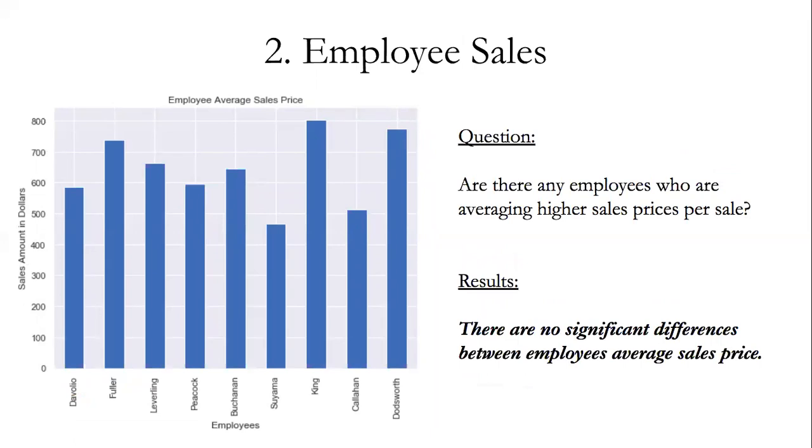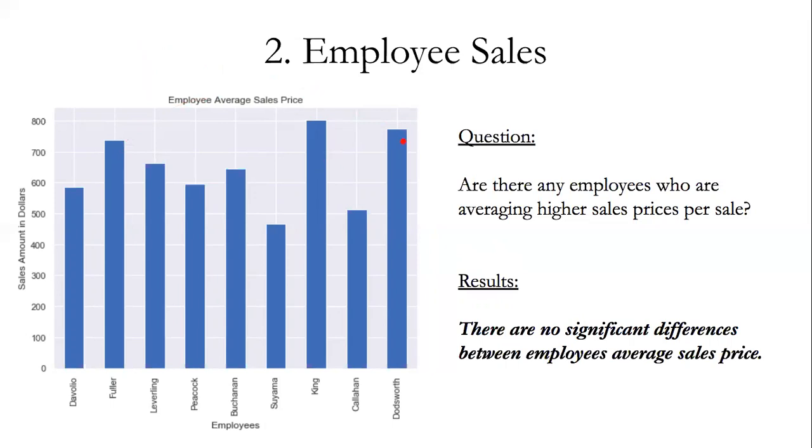Next, I wanted to know the range of employee sales and if there are any employees who are averaging higher sales prices per sale than the average overall. In this case, you can see that you do have 3 employees who are reaching above a 700 mark on average. It would be interesting to see what these 3 individuals are selling specifically.